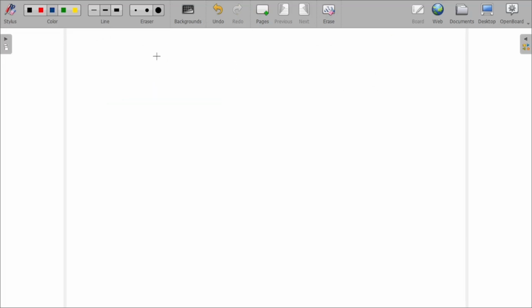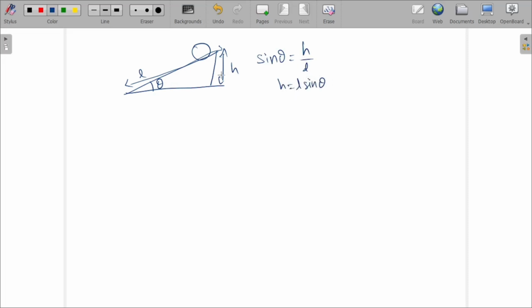We'll see now. In this case, this is an object and it is at a height h from the ground. Let's consider the total length is L and it is making an angle theta. So sin theta equals opposite side by hypotenuse, so h equals L sin theta. This is the height at which the object is, in terms of angle theta. Now it is coming downwards with velocity v.